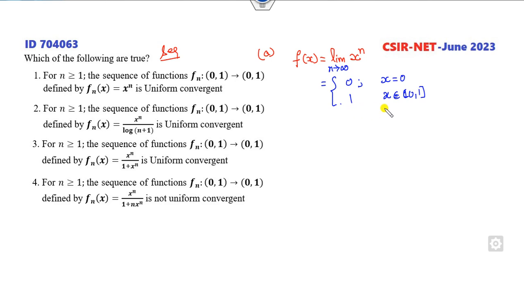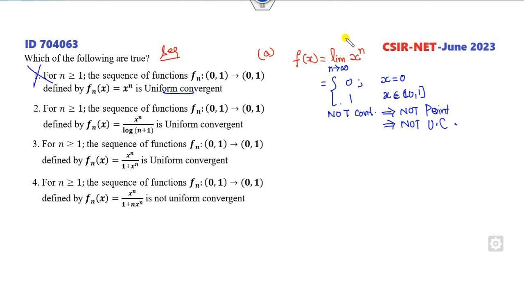So what is that? Is it a continuous function? It is not continuous. Not continuous means it is not pointwise. Not pointwise means it is not uniform convergence. So the uniformly convergent option cancels out.